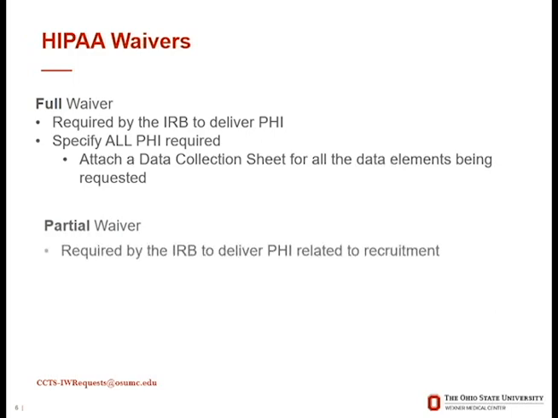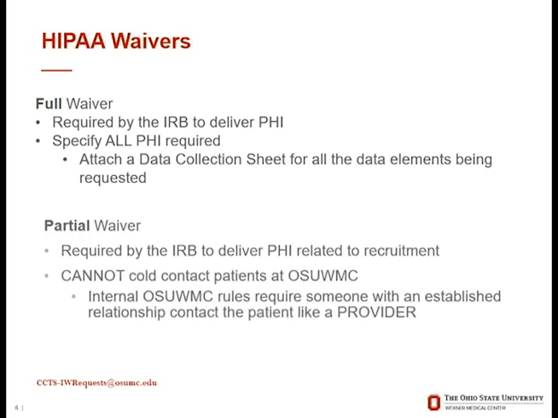The partial waiver, HIPAA waiver, is if you are interested in recruitment. So for recruitment, you would need a partial waiver as well as written authorization. If you are interested in recruitment, one thing you have to keep in mind is you cannot cold contact patients. Someone who already has an established relationship with the patient, that is the only person who can contact a patient. So it is a provider. So you would basically need a provider permission before you can contact a patient. This is not an IRB rule. This is an OSUWMC privacy, HIPAA privacy rule.